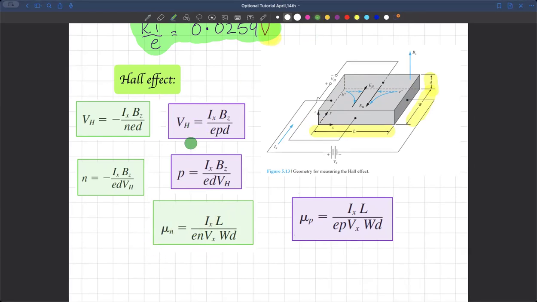Now, the same thing for the p-type. The only difference is you can see V_H is positive here. So when you plug in positive V_H, you don't have that negative sign that would be making it positive, because it's already positive. So there is no negative sign here.